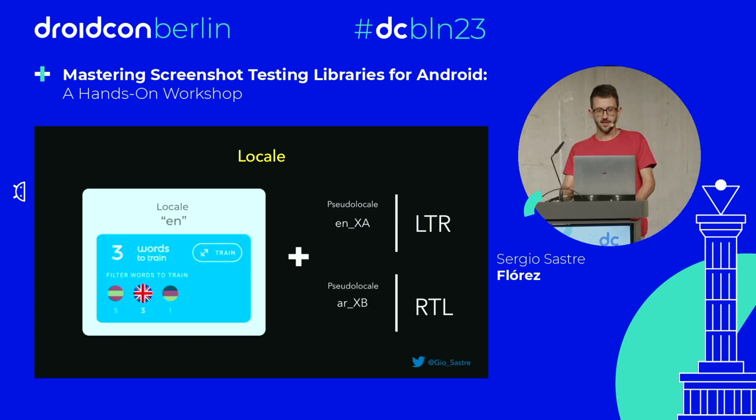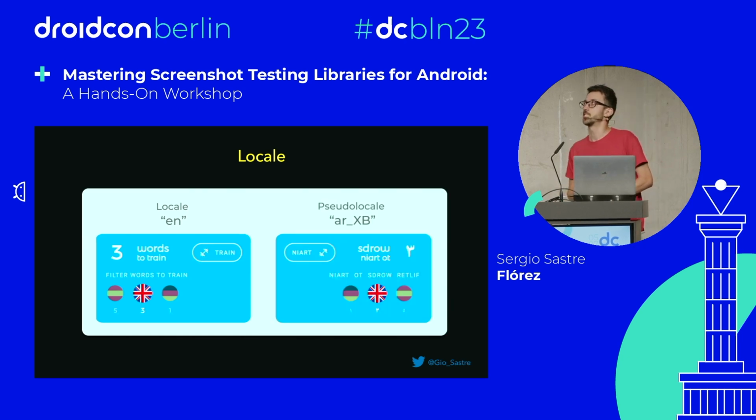And then there is the Arabic XB, that also takes the default string resources, and it mirrors them, and it also mirrors the layout. This is actually pretty interesting if you are planning to support right to left languages in the future and your string resources are not ready.